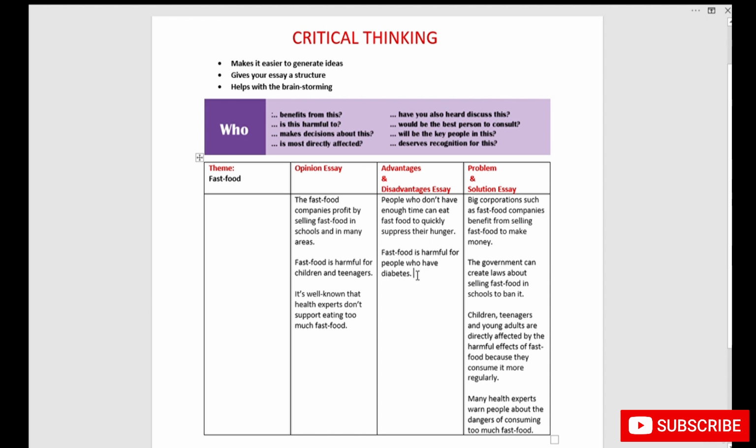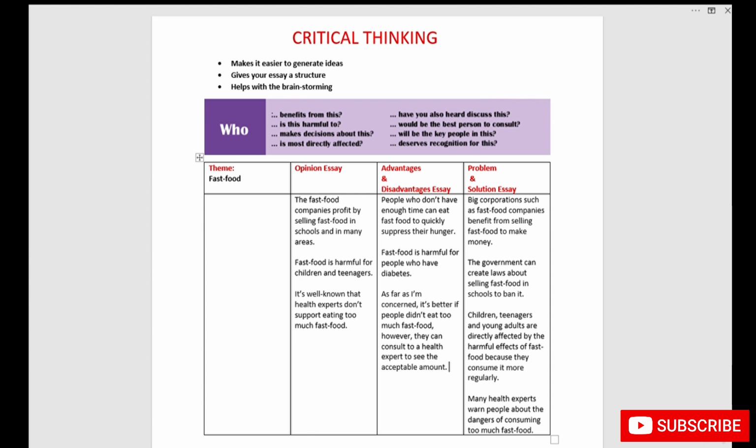And let's go back to advantages and disadvantages part. And let's talk about this question. Who will be the key people in this? Or who would be the best person to consult? So let's imagine you are writing your conclusion part where you also give some kind of suggestion. So you can say, as far as I'm concerned, it is better if people didn't eat too much fast food. However, they can consult a health expert to see the acceptable amount.